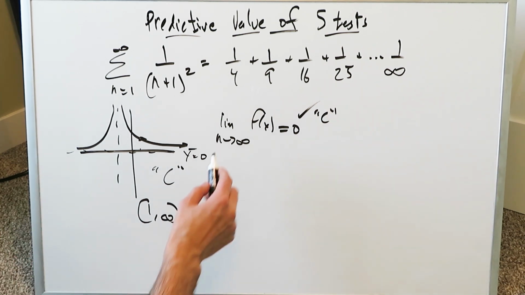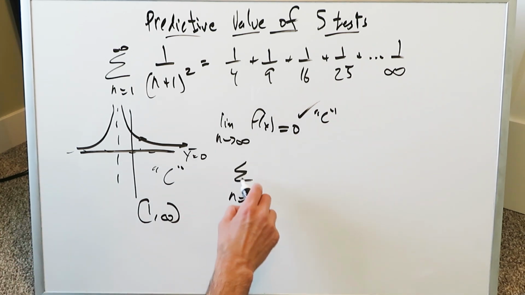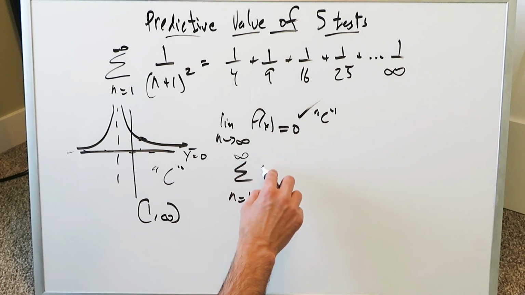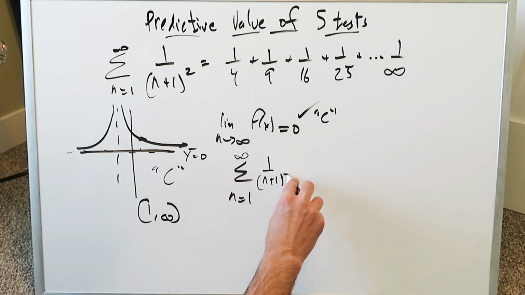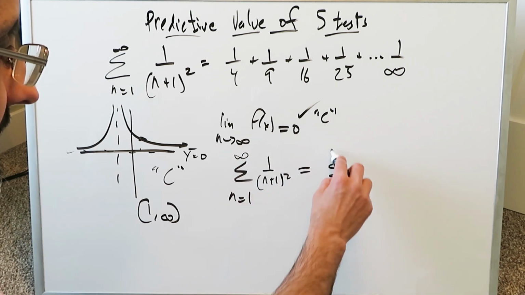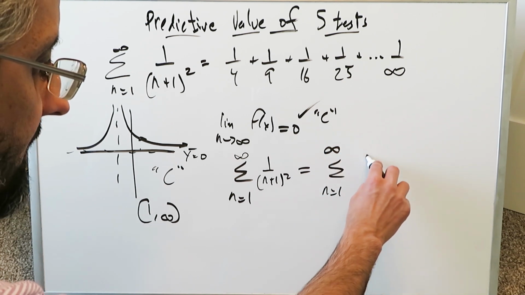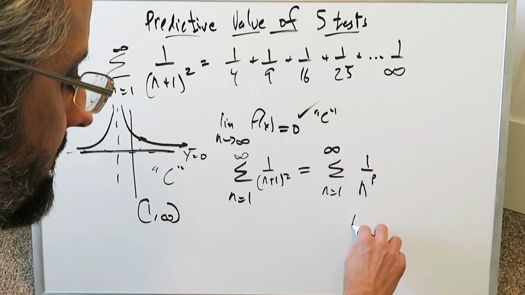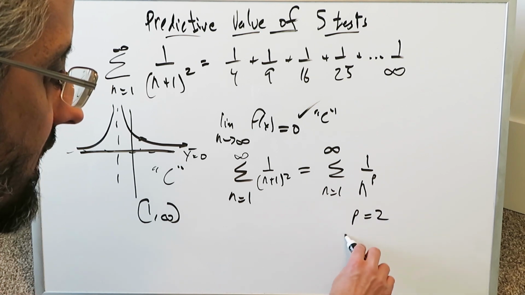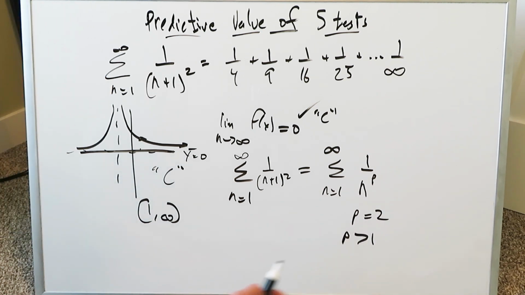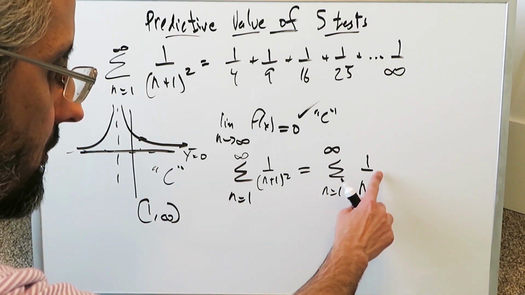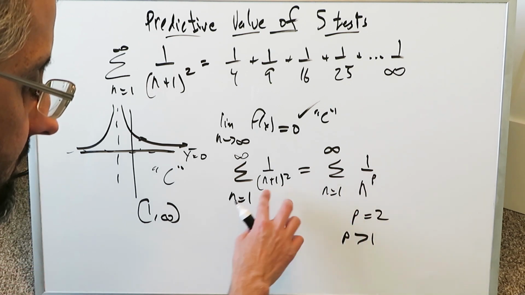Let's look at the comparison test. You would compare this to a known standard which is known to be convergent. You have 1 over n plus 1 whole square, and compare it to the sum from n equals 1 to infinity of something which looks like 1 over n to the power of p, where p here is equal to 2. Remember, if p is greater than 1, then you know it's convergent. Here we're looking at 1 over n to the power of p, where p is equal to 2.